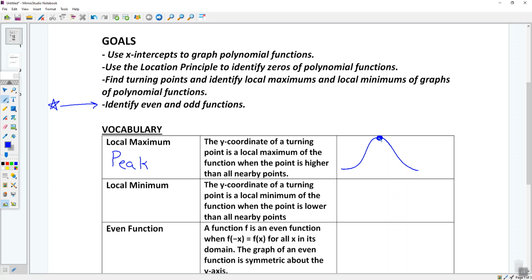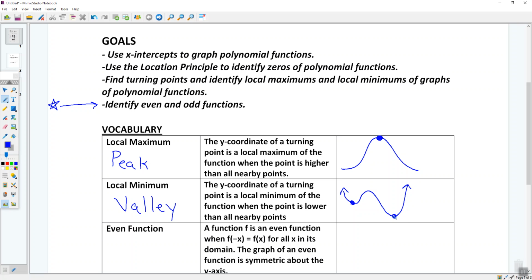A good word for that would be what again? Valley. Peaks and valleys, or highs and lows, however you want that to go. I like to call them peaks and valleys. So local minimums are going to be like a valley. It's the y-coordinate of a turning point of the function when the point is lower than all the nearby points. I'm going to draw a graph like this. How many local minimums would this graph have? Two. Does that have a local maximum? Does, doesn't it? But the two points I've highlighted, those would be local minimums, wouldn't they?